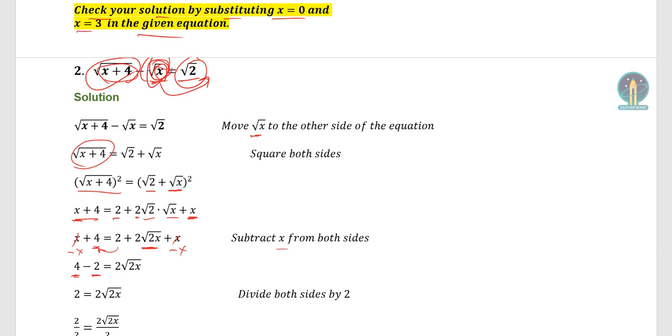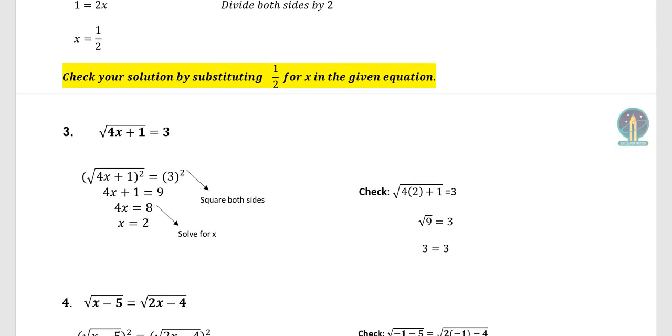Well, how did I get this? So square root of 2 times square root of x is the same as square root of 2x, okay? The product property of radicals. So 4 minus 2 is 2 equals 2 square root of 2x. The 2's factor out, so you can divide both sides by 2.